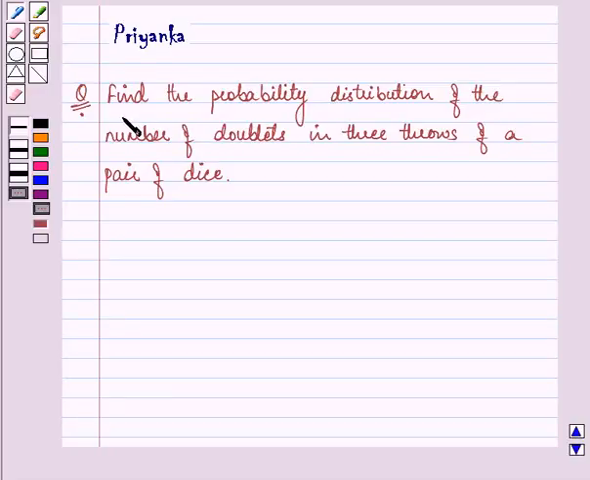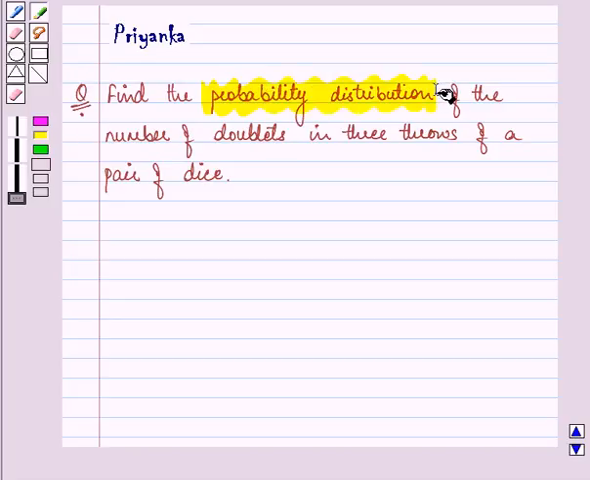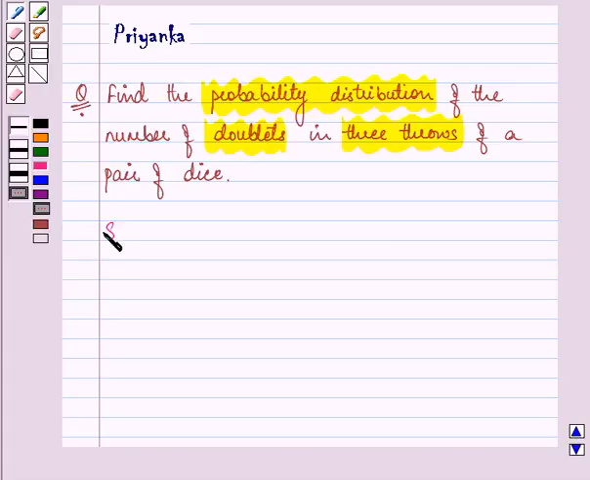The question says, find the probability distribution of the number of doublets in 3 throws of a pair of dice. Now, let us solve this together. Let X denote the number of doublets.